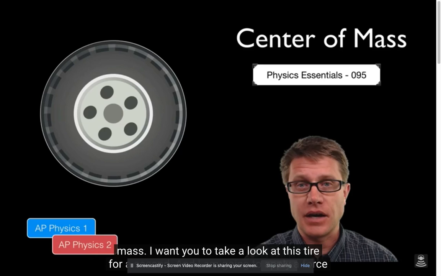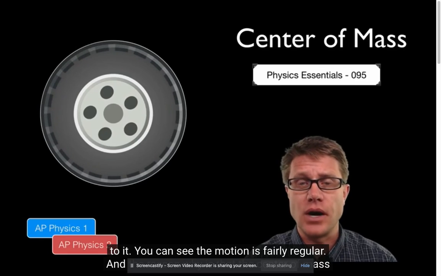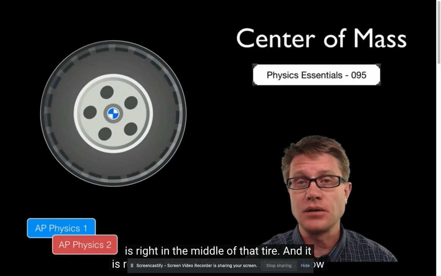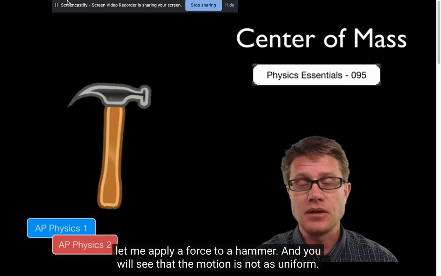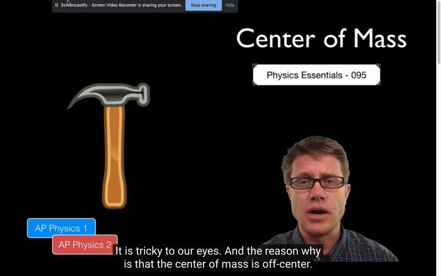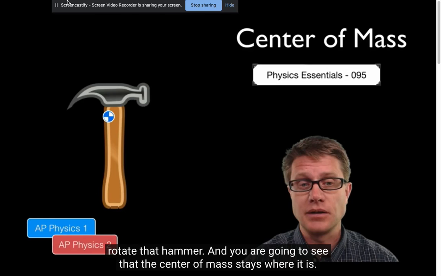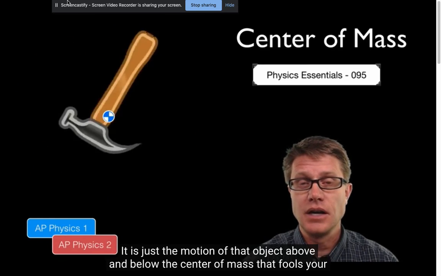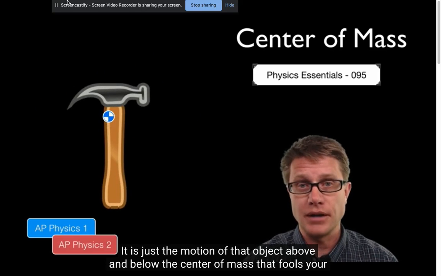I want you to take a look at this tire for a second, and I'm going to apply a force to it. You can see the motion is fairly regular, and the reason why is that the center of mass is right in the middle of that tire, and it's rotating around that center of mass. Now let me apply a force to a hammer, and you'll see that the motion is not as uniform. It's tricky to our eyes, and the reason why is that the center of mass is off-center. What I'm going to do, though, is keep the center of mass where it is, and then I'm going to rotate that hammer, and you'll see that the center of mass stays where it is. It's cool, right? Pretty much just the motion of that object above and below the center of mass that fools your brain.